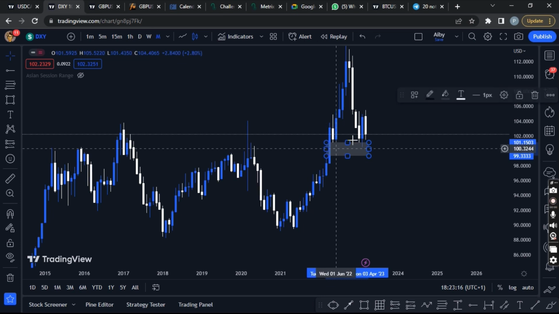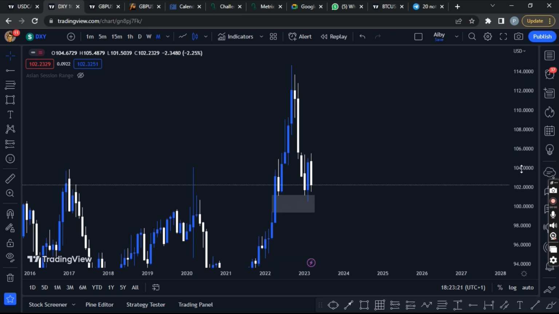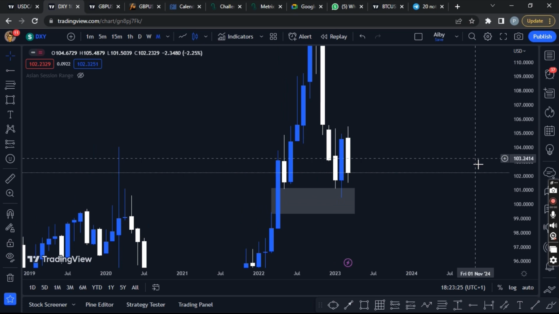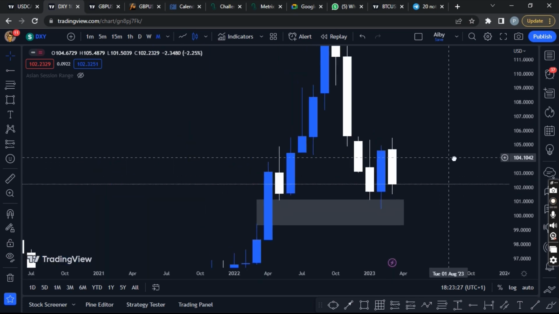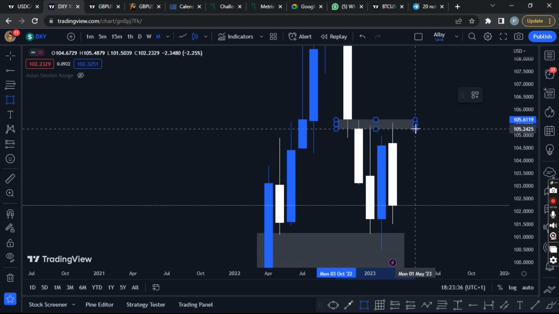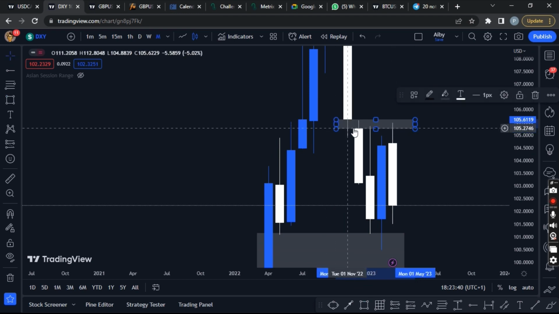Now price traded into the fair value gap and then pushed up a little. If you zoom into the chart well, you notice that we had a volume imbalance here. If you don't know what a volume imbalance is, it is when two candle bodies don't meet each other, but the wicks do. The wick of this candle and the wick of this candle cross each other, but the bodies of the candles don't.